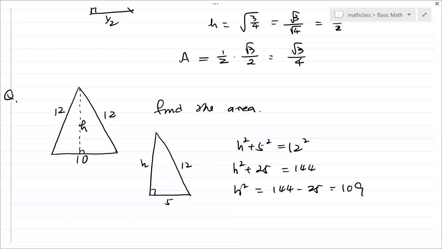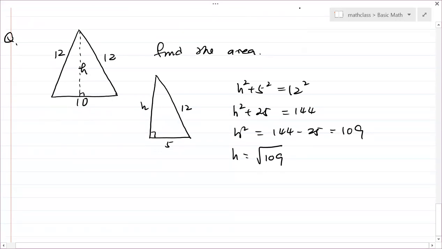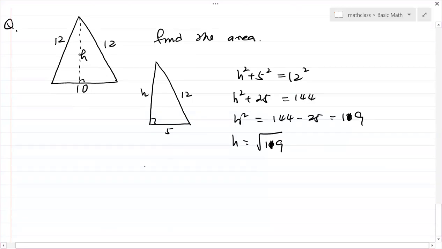109? Yeah, 109. So h is going to be the square root of 109. Then, right? 144 minus 25. Oh, wait a minute. So it's 119. 119, yes. Okay. Then the area is going to be half of the base times the height. So it's 5 times the square root of 119.